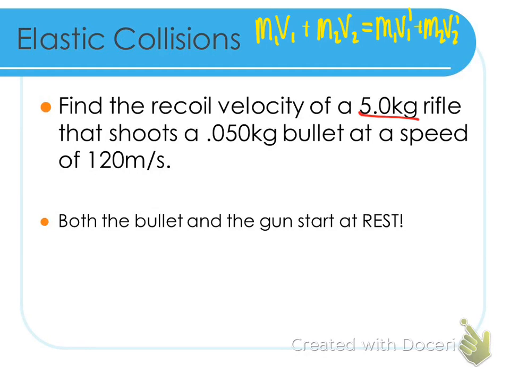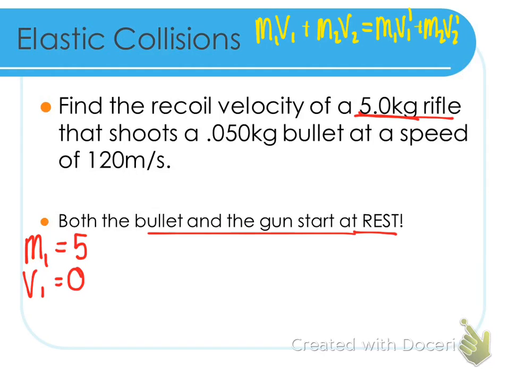We'll consider the gun here to be our rifle, our first object. So that means m1 is equal to 5 kilograms. v1 initially is at rest, right? Both the bullet and the gun start at rest. Okay, and since it's not v1 prime, we're talking about before the collision. Okay, mass of the second object is mass of the bullet, and that tells us it's 0.05.